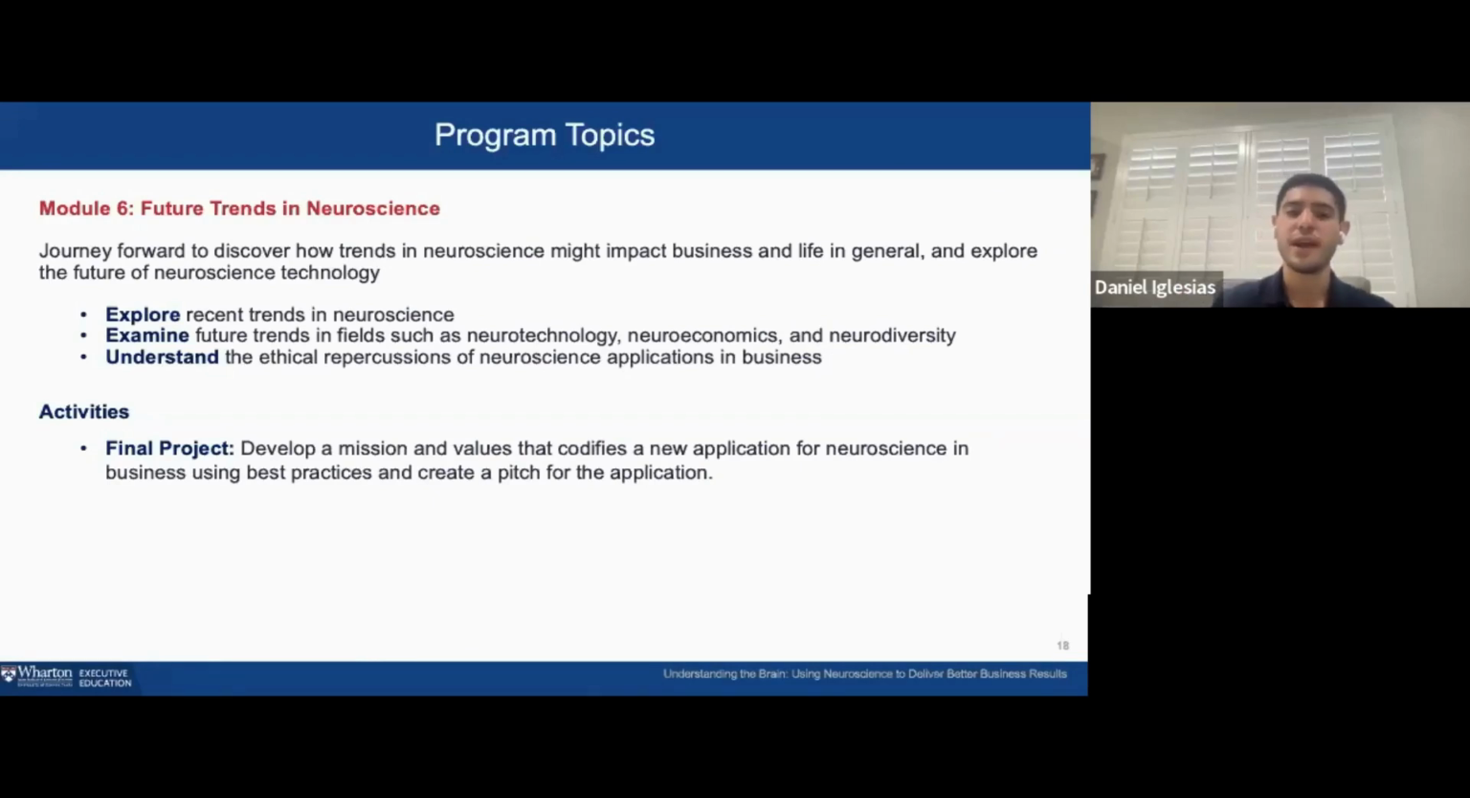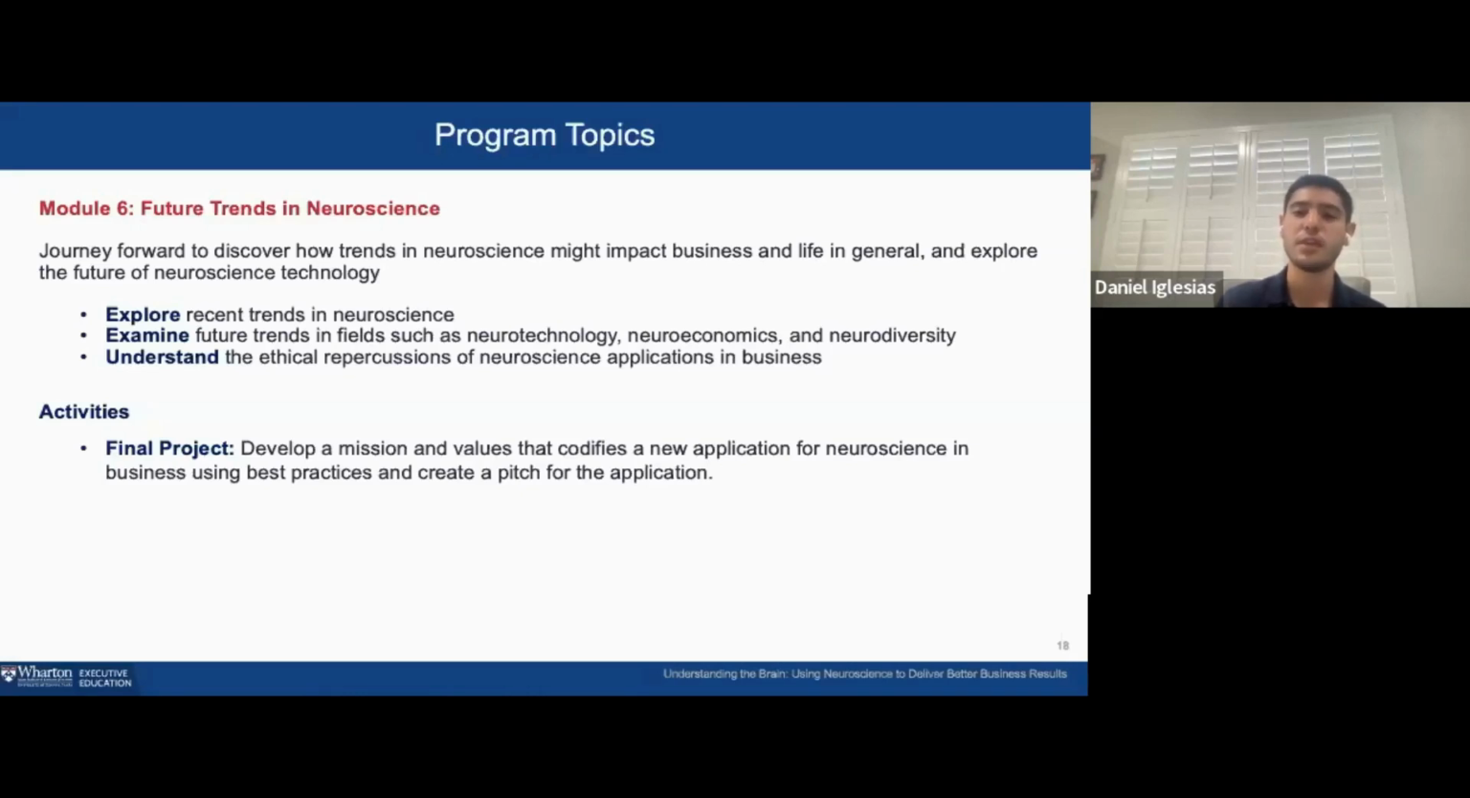Absolutely. So just to recap, on module 6, we'll really be thinking about, after having unpacked the elements or core of the brain from an anatomical perspective in module 1, and later thinking about team performance, improving culture, and neuromarketing in 2 through 5, we'll later transition all of that to think about future trends in the space more broadly in module 6, and how those future trends will be fueled by improvements in neurotechnology, neuroeconomics, and neurodiversity.